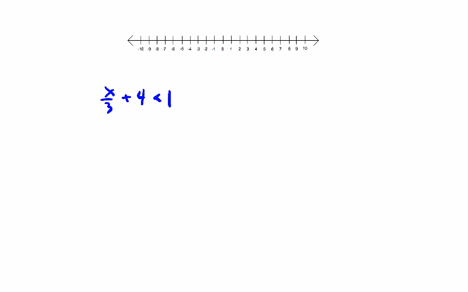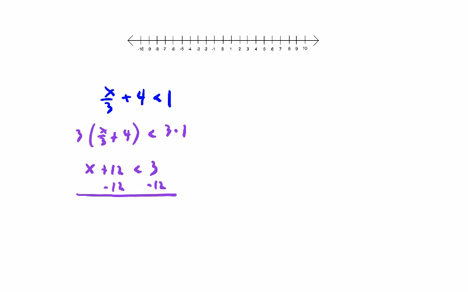To make this an easier problem, in my solution, I'm going to multiply both sides by 3. Multiplying by 3 is not an issue. We don't have to flip the inequality sign when we multiply by a positive number. So when I distribute the 3, I get x plus 12 must be less than 3. I'll subtract 12 from both sides, and I end up with x being less than 3 minus 12, which is negative 9.